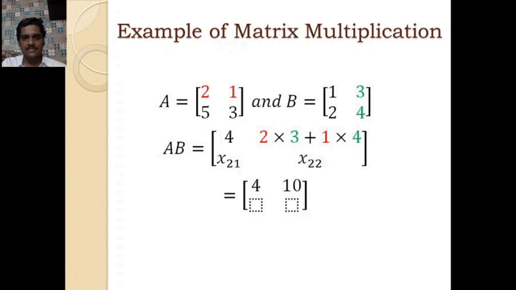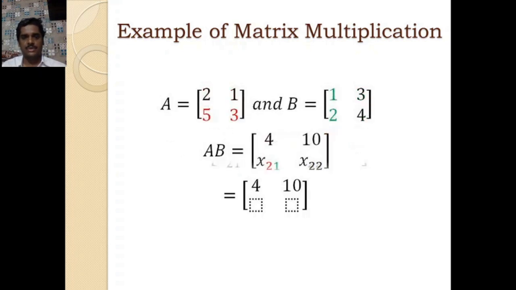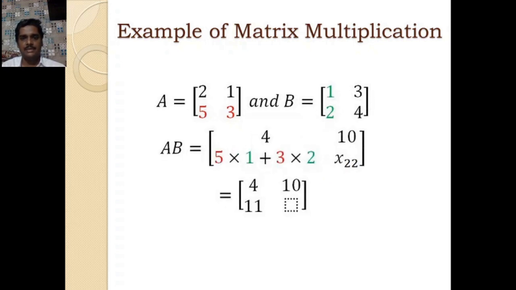Let's see the next one, which is x21. In x21, 2 is the row index. So you can see second row is highlighted over here. Column index is 1. So first column is highlighted over here, and you have to multiply them. Means 5 into 1 plus 3 into 2 to give you 11.